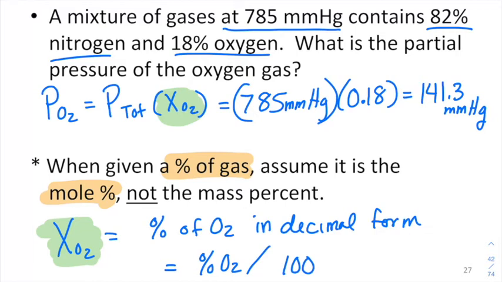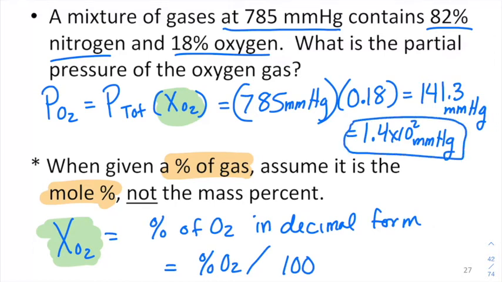So just to be accurate with our sig figs, it looks like we're at 18% oxygen, which is 2 sig figs. So I'm going to go ahead and call this 1.4 times 10 to the second millimeters of mercury just for our sig figs because of that 0.18. But any other questions on this one? Okay.